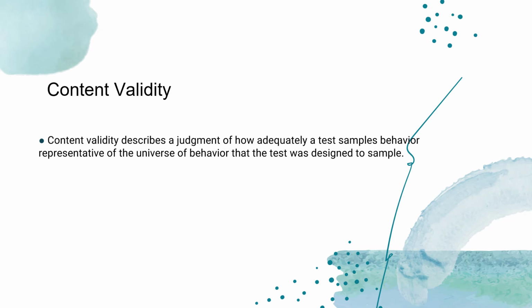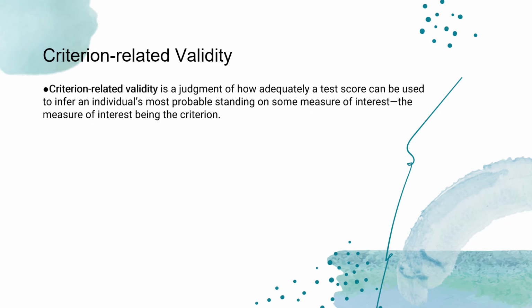So, dito, the test developer must have a clear vision ng construct being measured. At yung clarity ng vision na yun, dapat nagre-reflect sa content validity ng test. Next is criterion-related validity. Criterion-related validity is a judgment of how adequately a test score can be used to infer an individual's most probable standing on some measure of interest. The measure of interest being the criterion.